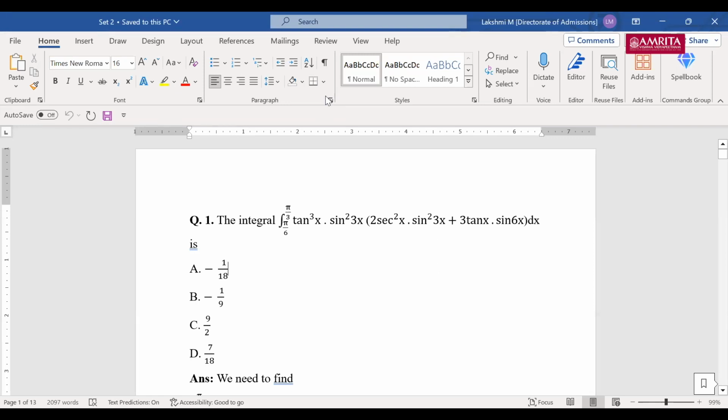So the first question is the integral from pi by 6 to pi by 3 of tan cube x into sine square 3x multiplied by 2 sec square x into sine square 3x plus 3 tan x into sine 6x dx is equal to. So here I have four options: minus 1 by 18, minus 1 by 9, 9 by 2, and 7 by 18. I want all of you to answer this.